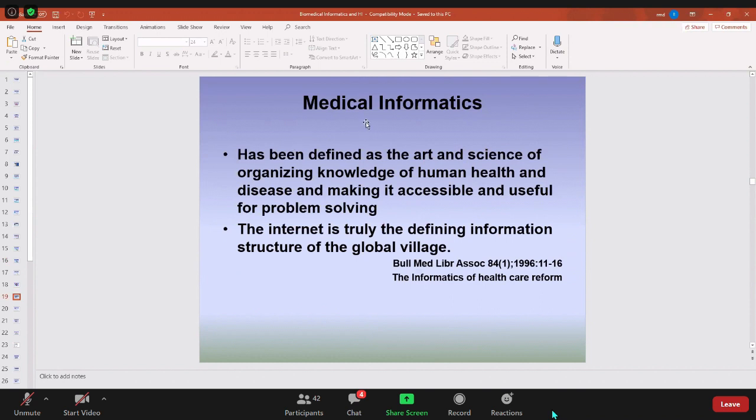Now let's look into a little bit more detail on medical informatics. It has been defined as the art and science of organizing knowledge of human health and disease and making it accessible and useful for problem solving. The internet here is applied mostly to users of the internet or the telecommunication system to define this information structure in a global village. That is where the definition comes from, this particular bulletin.